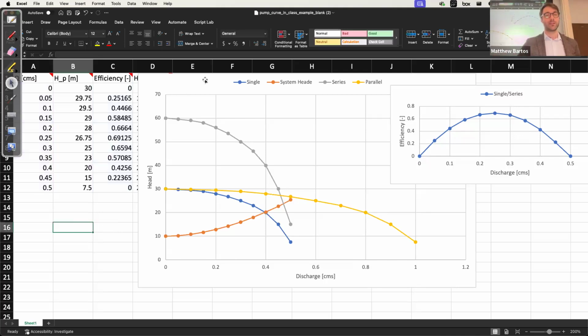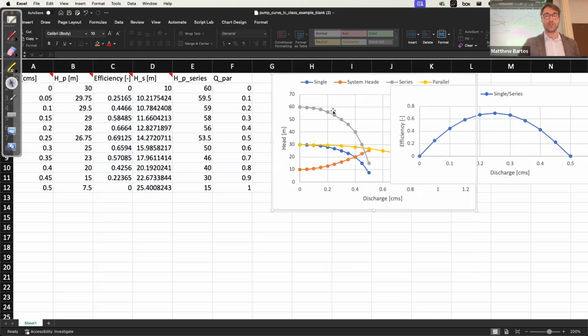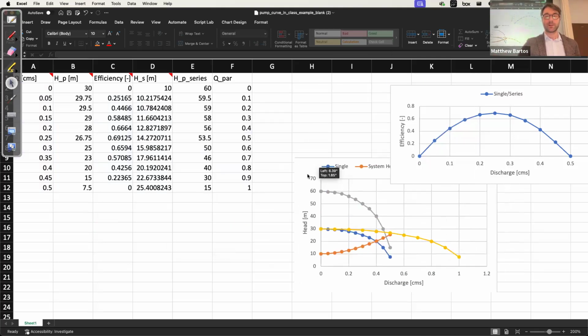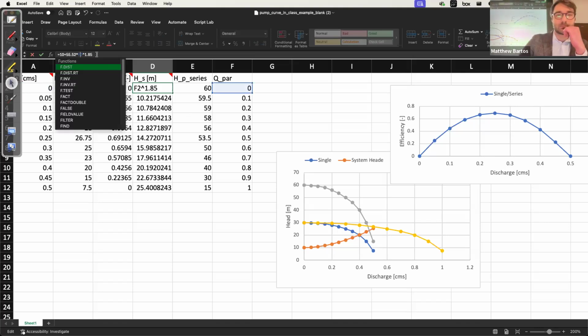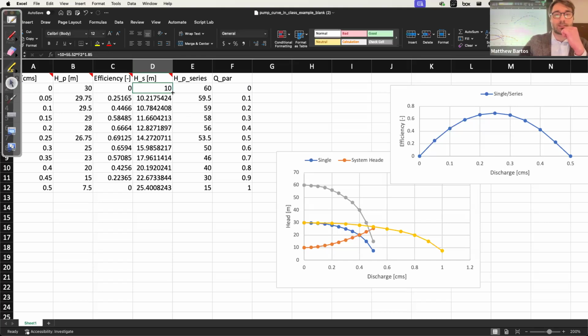So what I can do is, let's go back. So let's say we want our system head curve. Instead of using the original set of discharges, let's use this set of discharges over here to give ourselves a bit more range. So instead of A2 here, I can use F2. Okay, we can extend this down. Now, note that this is wrong.